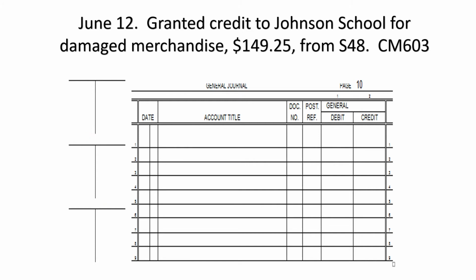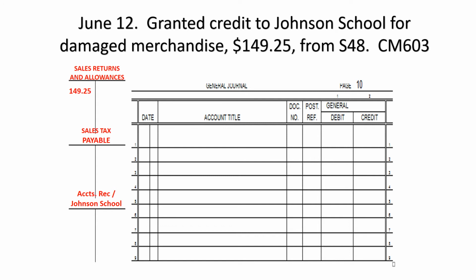The next situation we'll see in this lesson is one where we granted credit to Johnson School for damaged merchandise, $149.25, sales invoice 48, credit memorandum 603. Again, we use our same accounts: sales returns and allowances, sales tax payable, and accounts receivable, Johnson Schools. In this situation, the sale was $149.25.